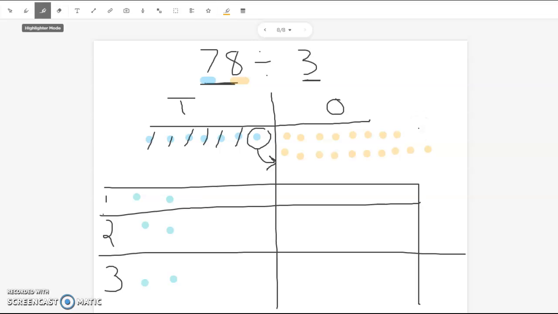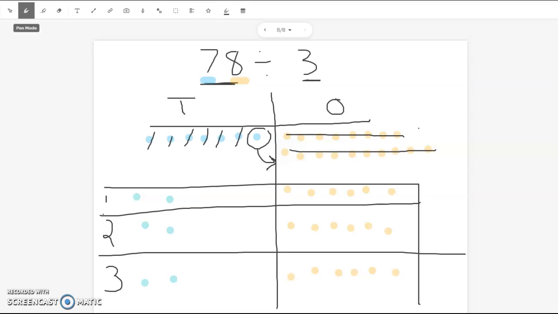So I'm going to divide those up into my 3 rows, as many as I can, make equal groups. 1, 2, 3, 4, 5, 6, 7, 8, 9, 10, 11, 12, 13, 14, 15, 16, 17, 18. So I've used all 18 of my ones and I've made equal groups.